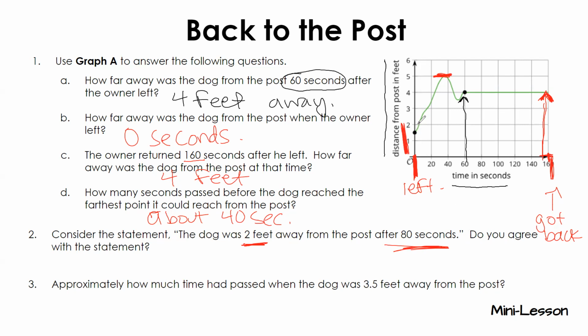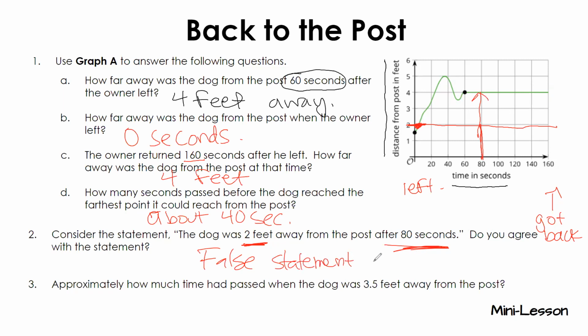Check the Y. So if I look at 2 feet, so let me get rid of some of these lines. If I look at 2 feet, when does that happen? Like at 5 or 10 seconds, right? Well, what about at 80 seconds? Where was he at? He was at 4 feet, right? So do you agree with this statement? No. So false statement. He was 4 feet away.